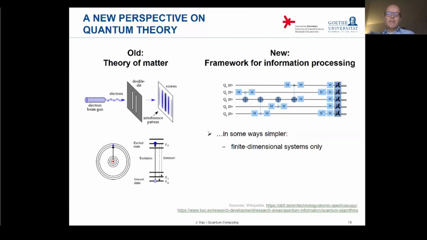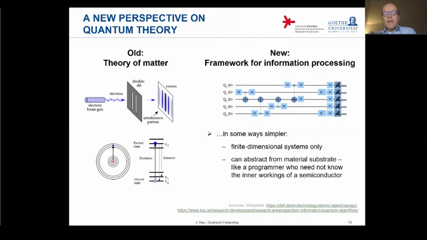First of all, you will see that the mathematics involved is rather simple. We will only work with finite dimensional systems, so we don't have to solve differential equations. There's no Schrödinger equation. There's no infinite dimensional Hilbert space. We just have qubits in two-dimensional Hilbert spaces, or if we have several qubits, then they are still finite dimensional Hilbert spaces. So the mathematics, in a way, is a lot simpler.